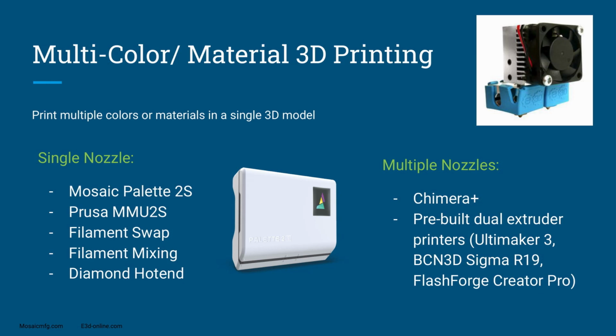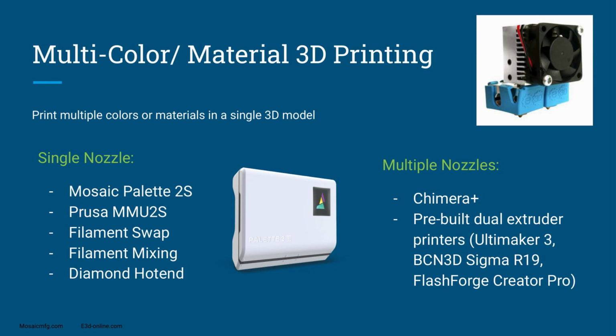With a single nozzle, you can use a system called a Mosaic Palette, which I also made a video about, and I'll link that in the i-card above. That takes in 4 different colors of filaments or 4 different materials and cuts them up, splices them together, heats them up, and fuses them into one long strand of filament that feeds into your nozzle, which is pretty cool.